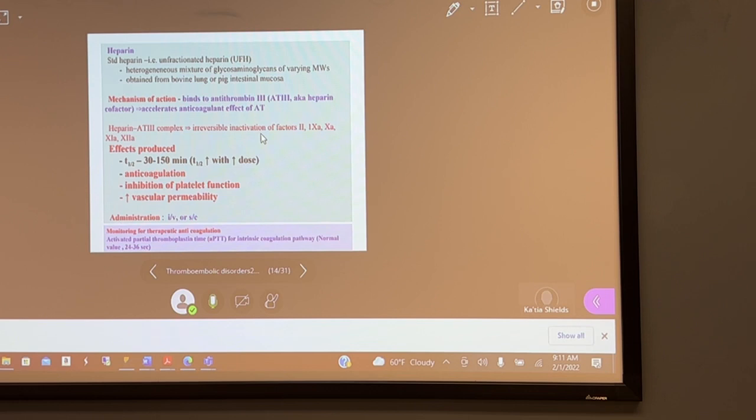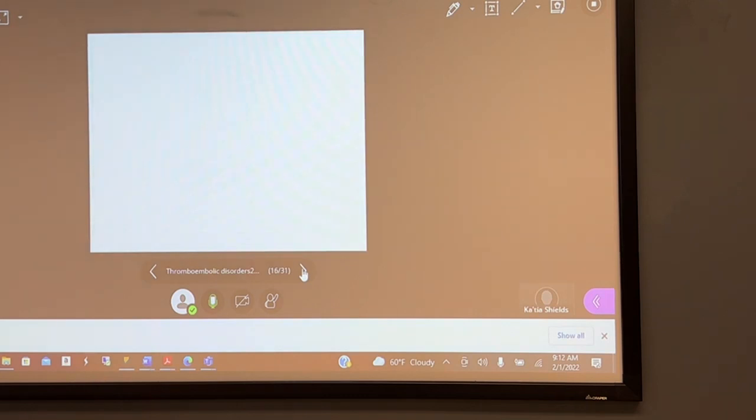Anticoagulation, of course. It will inhibit platelet function and it will increase vascular permeability. And heparin can be administered intravenously or subcutaneously. And anytime you use heparin, you have to monitor for the effectiveness of anticoagulation. And how do you do that? You have to monitor activated partial thromboplastin time, APTT. That is the way to adjust the dose of heparin. It must be done anytime that you're treating a patient on heparin.